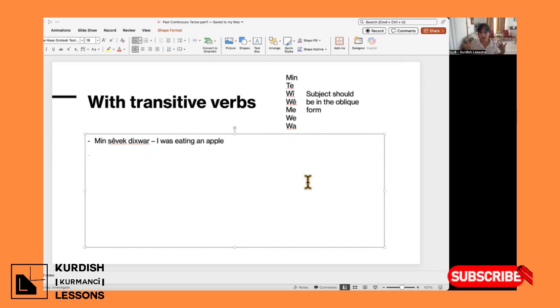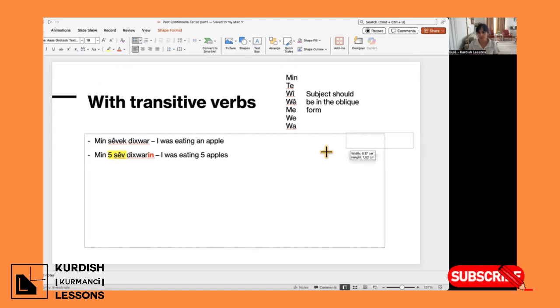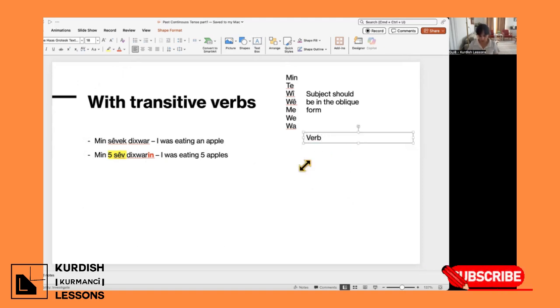And I said when the object is plural, the verb is plural. You say min pênc sêv dixwarin, I was eating 5 apples. So here this n is plural, it is n because of pênc sêv. Okay, so I will make a note. I will say verb is conjugated according to the object.